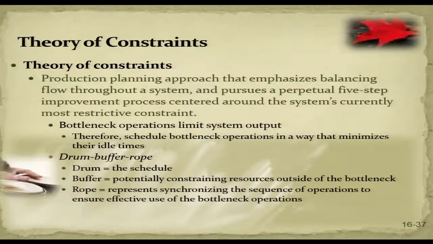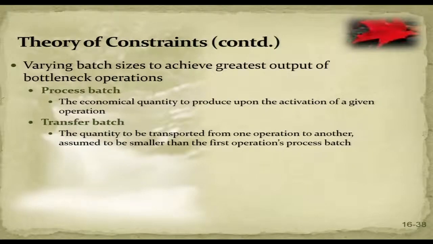Drum-buffer-rope. The drum is the schedule, and the buffer protects the potential constraining resource outside the bottleneck. The rope represents synchronizing the sequence of operations to ensure effective use of the bottleneck operation. Basically, since you are already the bottleneck, I want you to work at 100% efficiency, because your efficiency is so critical. I don't care if Jonathan looks at the internet for one hour, since he's not the bottleneck. So for you, I have to keep my eyes on you. So that's the theory, right?